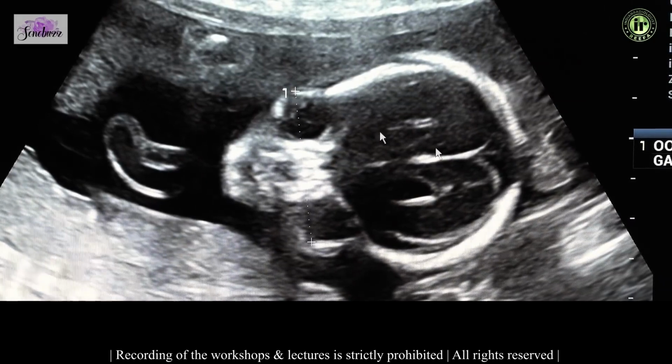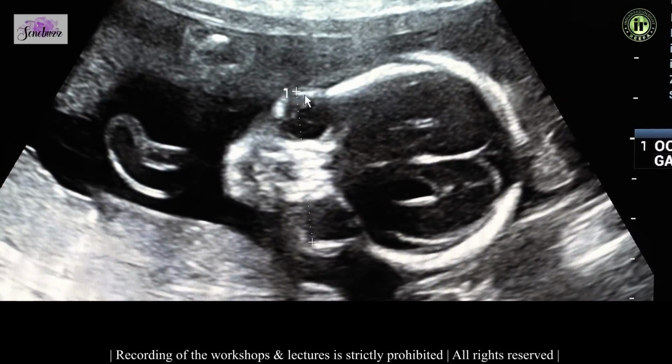Orbits are scanned in the coronal section. As you can see here, these are both the orbits. A quick way of knowing whether they are normal or not, without measuring, is that one more orbit will fit between the two orbits. So basically the two orbits and the interorbital distance, the orbital diameter and the interorbital distance, will all be the same.